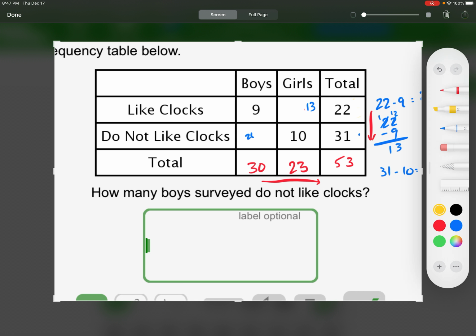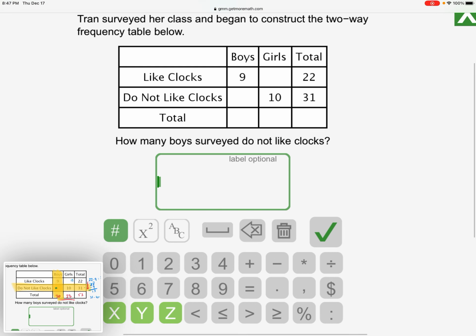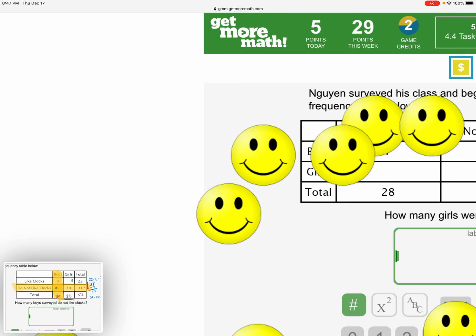So, how many boys? Here's the boys. And which ones do not like clocks? Do not like clocks. The only overlap there is 21, so our answer has to be 21. Come back here, type in our 21. We're going to get it right.